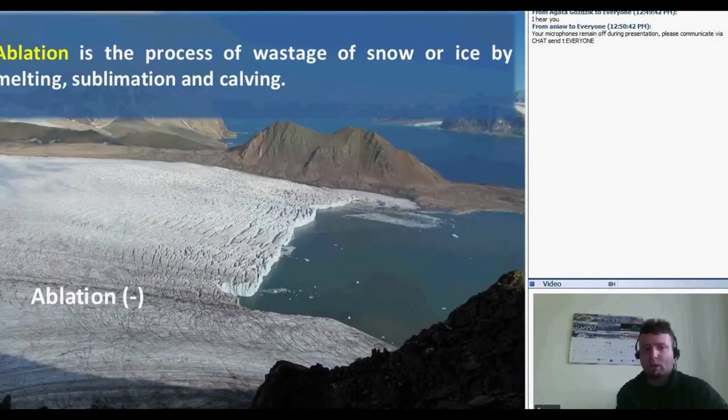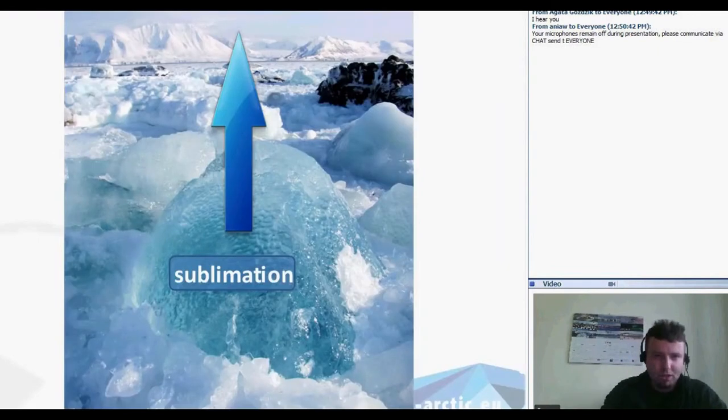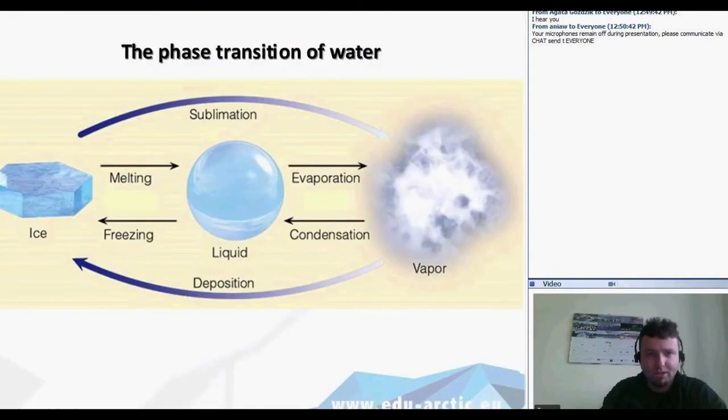Then there is also ablation. So during winter, snow accumulates. During summer, there is ablation, so melting, sublimation, or calving. All of those three are ablation. That's the example of melting on this picture. Higher temperatures melt the ice. Sublimation, that's the transition of ice into vapor.